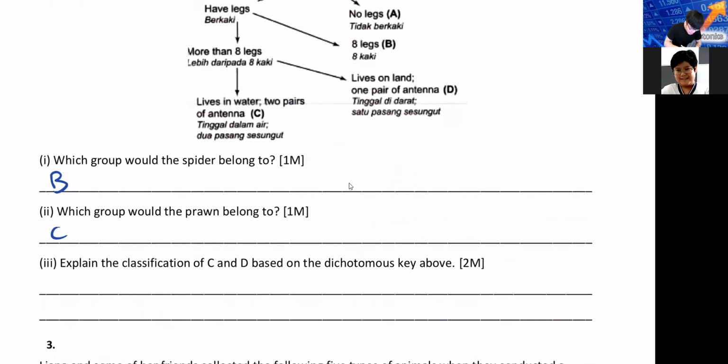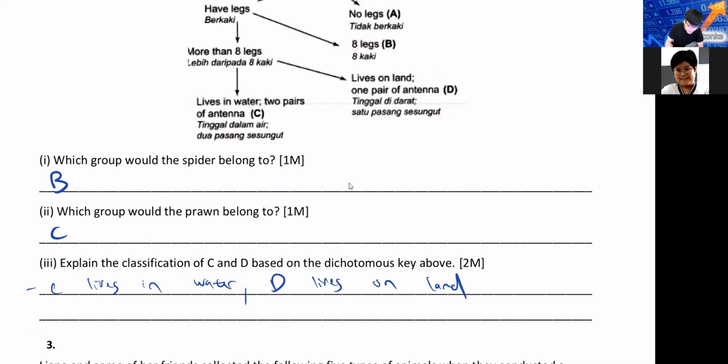And then number 3, explain the classification of C and D based on the dichotomous key above. So they want you to explain these two. Okay, what's there to explain? They already wrote here. So C lives in water, D lives on land.